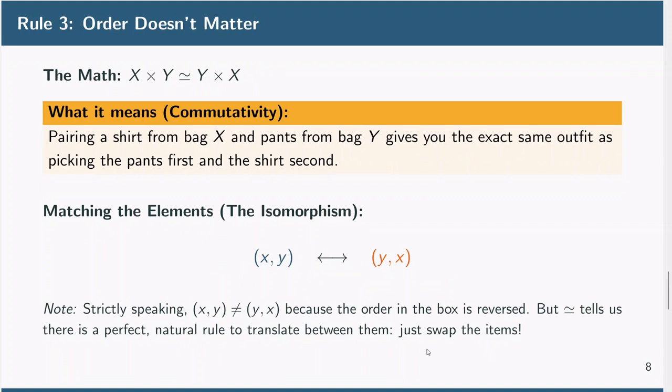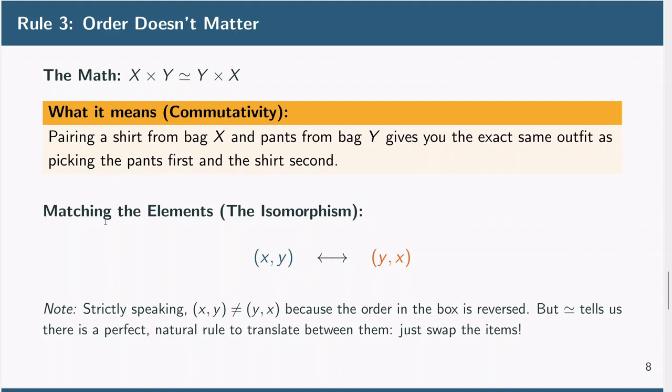Next is a very intuitive one. Rule 3, order doesn't matter. The math is simply x times y is isomorphic to y times x. This is known as commutativity. It means that pairing a shirt from bag X and pants from bag Y gives you the exact same final outfit as if you picked the pants first and the shirt second.